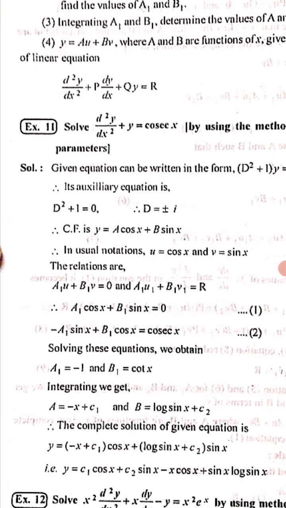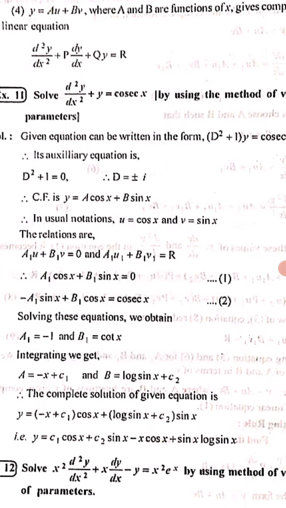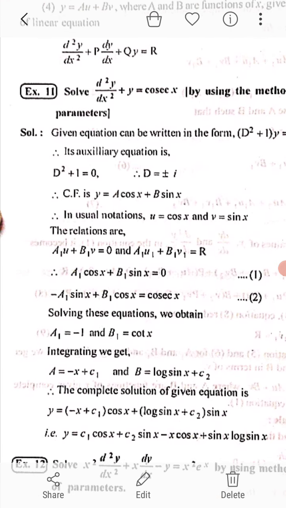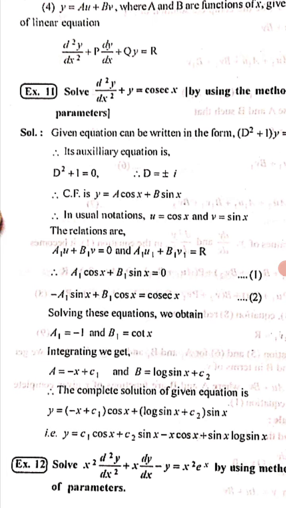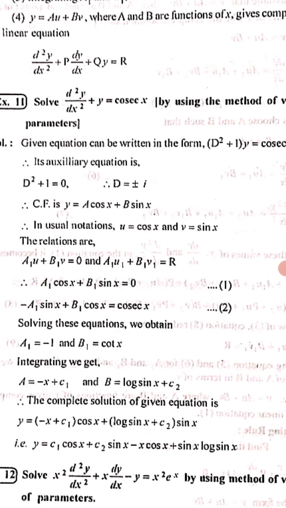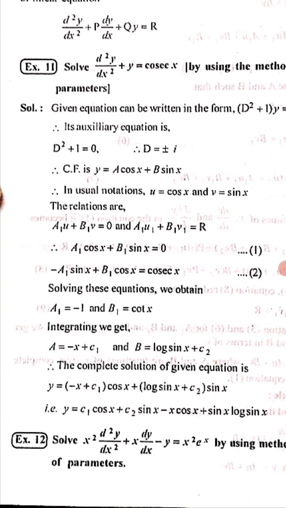The relations are a1u plus b1v is equal to 0 and a1u1 plus b1v1 is equal to r. So therefore a1 cos x plus b1 sin x is equal to 0. This is equation number 1. And minus a1 sin x plus b1 cos x is equal to cosec x. This is equation number 2. Solving these equations, we obtain a1 is equal to minus 1 and b1 is equal to cot x.